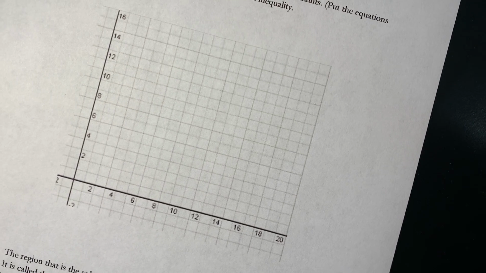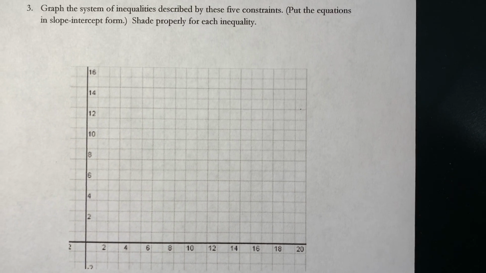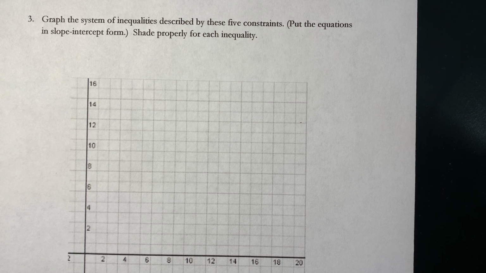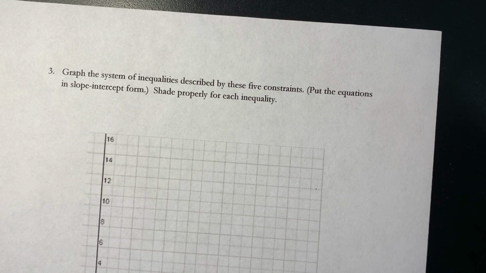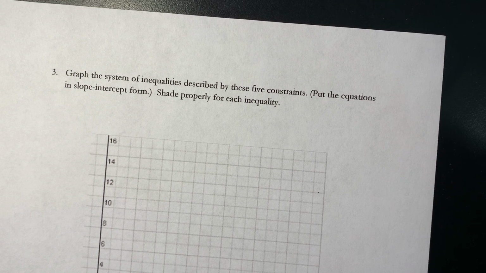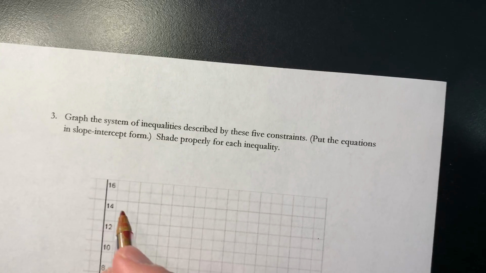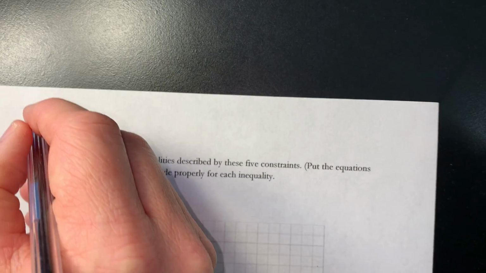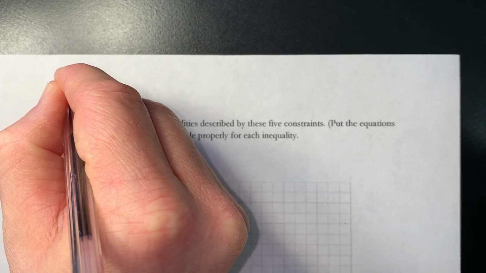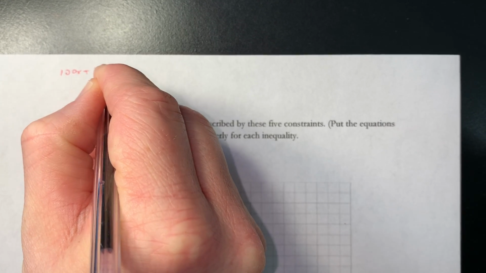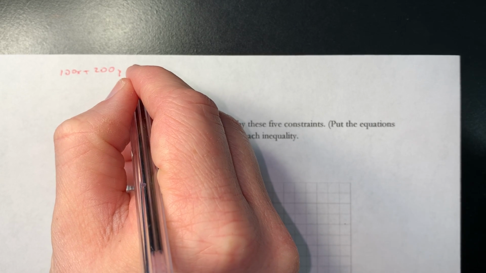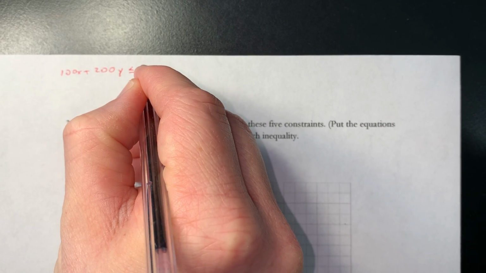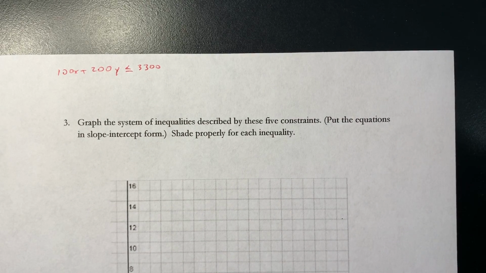Okay, so we are going to graph each of those inequalities based on the constraints that we had, the equations that we made. So in order to graph, some of them we're probably going to want to put into slope-intercept form. So our first inequality was 100x plus 200y is less than or equal to 3,300.